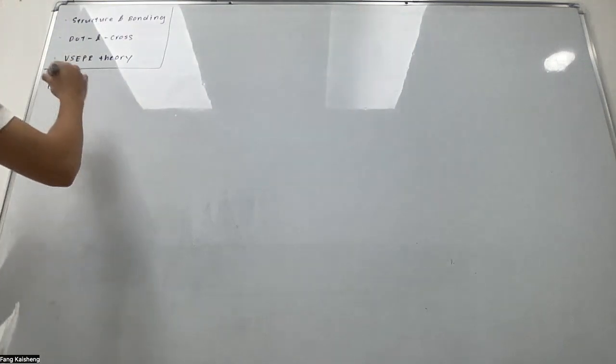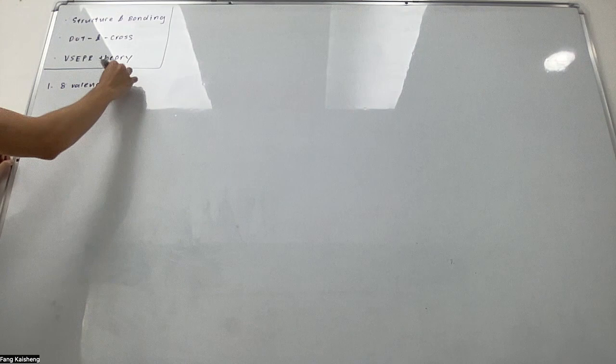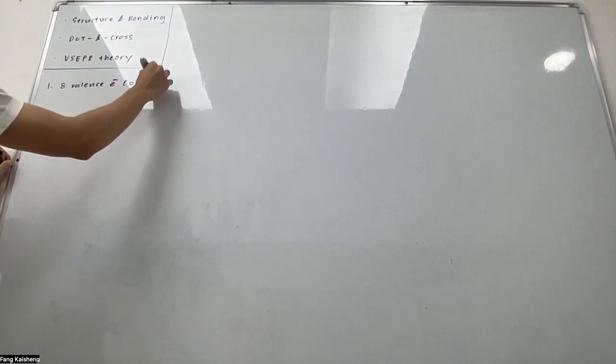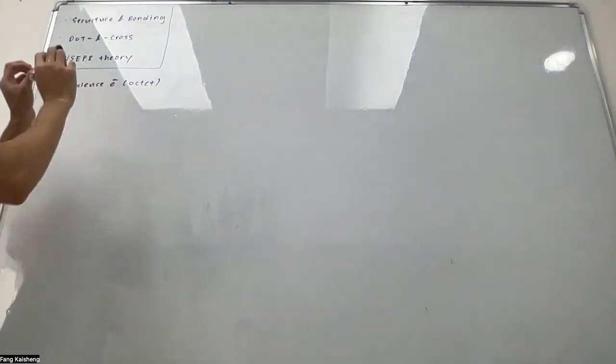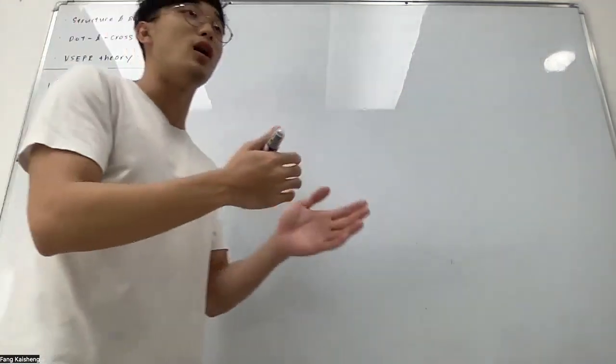Now, the first thing that we must always bear in mind is the number 8. Based in secondary school, we have learned that 8 is the magical number in dot and cross diagrams. You must fulfill the octet rule for all atoms in order to finish up the structure, correct? But today we will learn that 8 isn't as magical of a number as it seems. There's going to be a lot of exceptions to this rule.